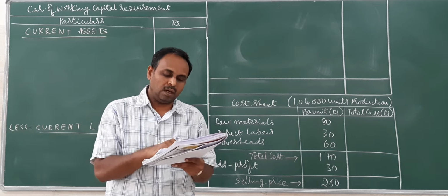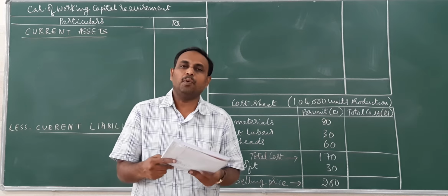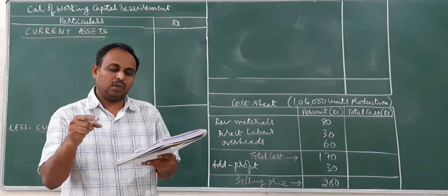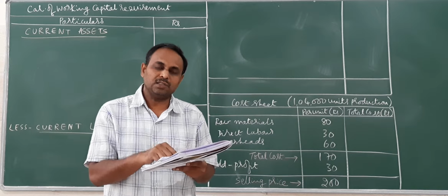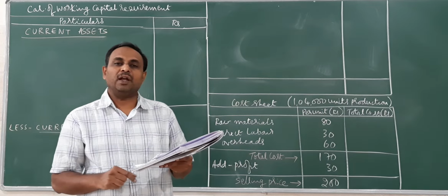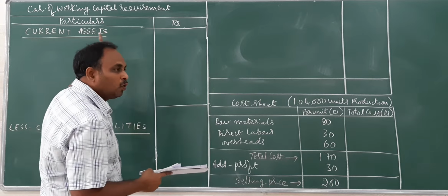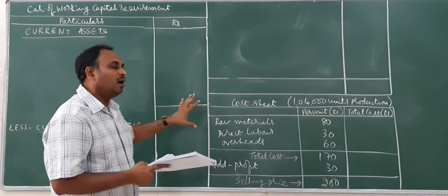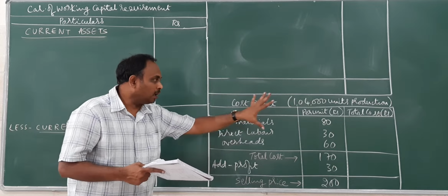Please underline 1,04,000 units of production. This is going to be very important for working, and 1/4 of the output is sold against cash. In the first paragraph, last line you are going to find. So first we have to complete the cost sheet, then we have to go for calculation of working capital. Half of our efforts will reduce once you do the cost sheet completion here.